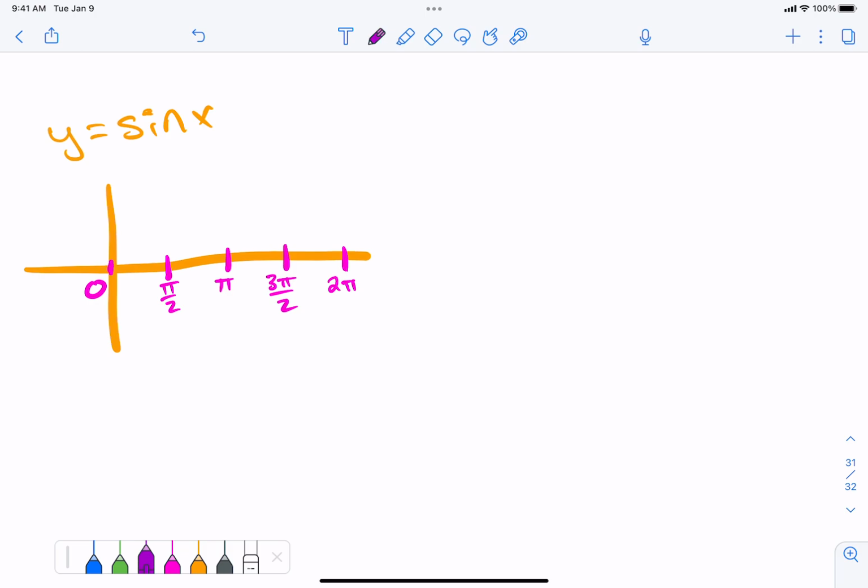Now, we have to mark our ruler the other direction. The highest it goes is 1. The lowest it goes is -1. If you like to put the dotted lines in there, go for it.